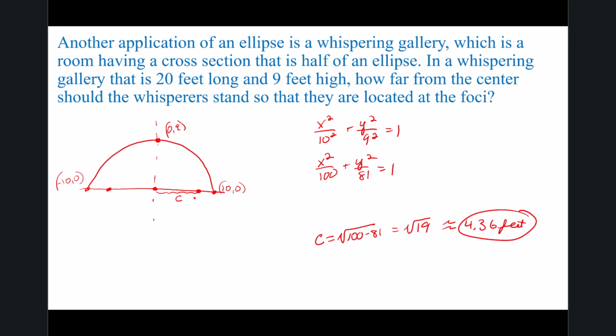So the whisperer should stand about 4.36 feet away from the center in each direction, and then they will be able to hear each other when they whisper. And this is a really cool thing about an ellipse, is it will focus the sound. So if somebody is talking from one focus, the sound waves will bounce off wherever they go. They'll bounce off the ellipse and go right back to the other focus.